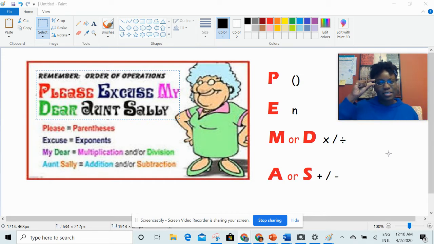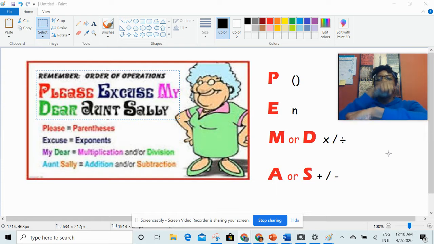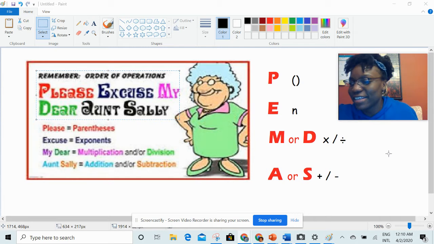Parentheses, exponents, multiply or divide, add or subtract.